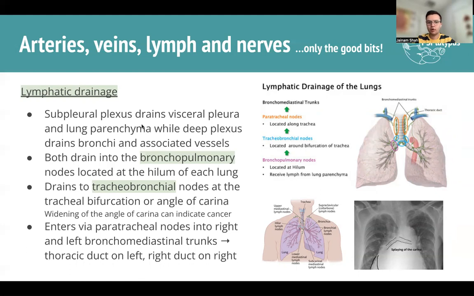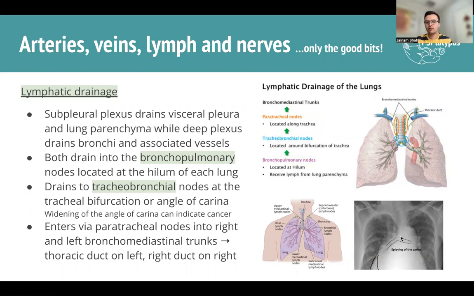From there, it gets more important. Those plexi drain into the bronchopulmonary nodes. Those are the ones highlighted in pink there. They're right where the bronchi enter into the hilum. Then you've got them draining into the tracheobronchial nodes. That's in the center. Again, all these names describe exactly where they are. So at the place where the trachea becomes the bronchi. And this is also the place where you've got the tracheal bifurcation. We also call it the angle of carina when it comes to imaging.